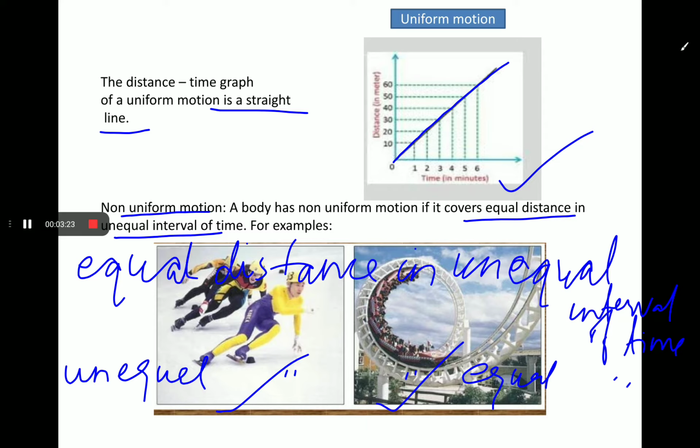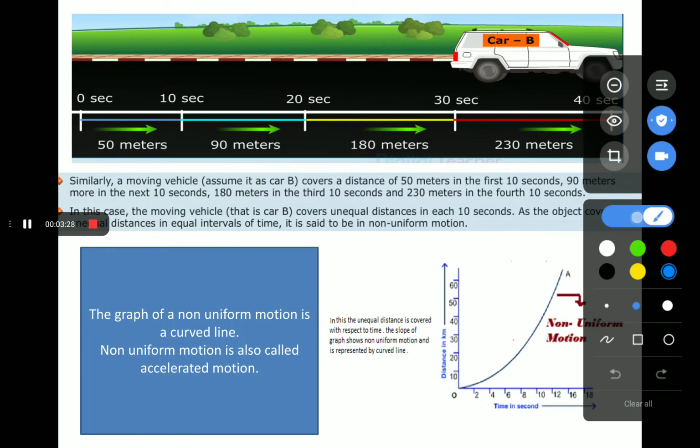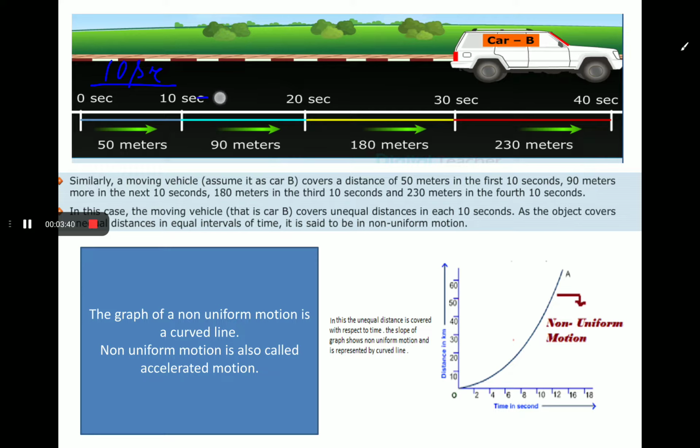To explain non-uniform motion, in the next slide there is a car and the time interval given is 10 seconds. As you can see, the time interval is 10 seconds here. The next time interval is again 10 seconds, the next is again 10 seconds, and so on.